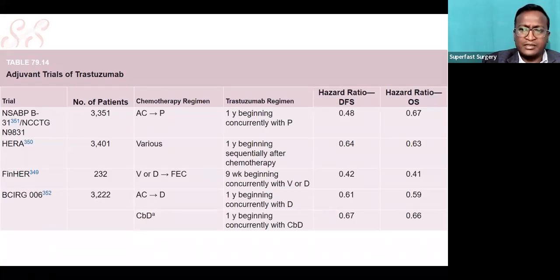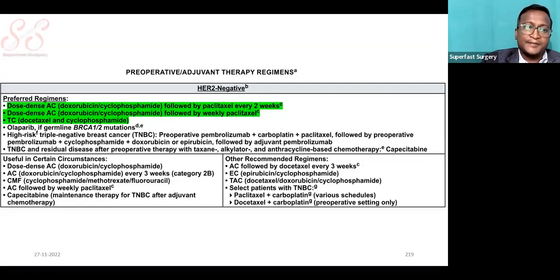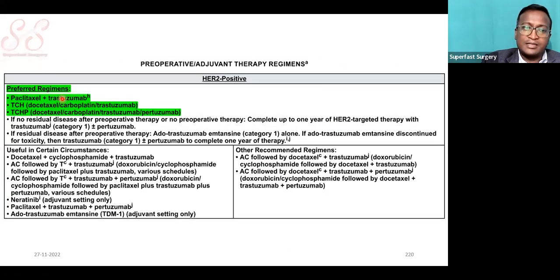There was a trial called the HERA trial. This HERA trial established that giving an additional 1 year, that is for 2 years, has no benefit in comparison to giving adjuvant Herceptin for 1 year. So again, the old slide: for HER2 negative, we have AC followed by T, and for HER2 positive, we have TH, TCH, and TCHP regimen. Just for revision.